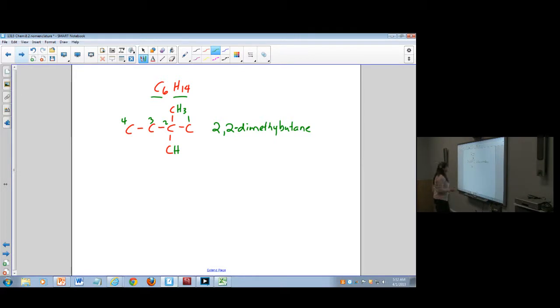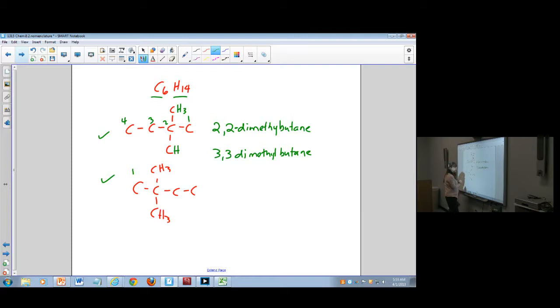Oh, yes, I did. Can I do 3,3? Is there such a thing as 3,3-dimethylbutane? And the answer is no, because if I move them down to here, for example, let me redraw this. Let's assume for the moment that I put them here. Well, there's nothing different about this from this. All I've done is turn it in space. We would number this 1, 2, 3, and 4.